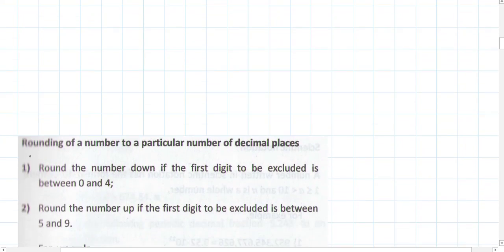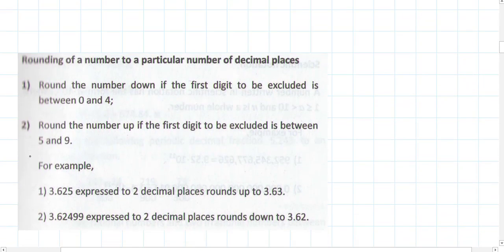Okay, now the next section: rounding a number to a particular number of decimal places. Round the number down if the first digit to be excluded is between 0 and 4, and round the number up if the first digit to be excluded is between 5 and 9. For example, 2.561, and we need to round to 2 decimal places.